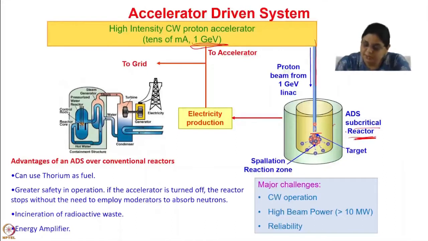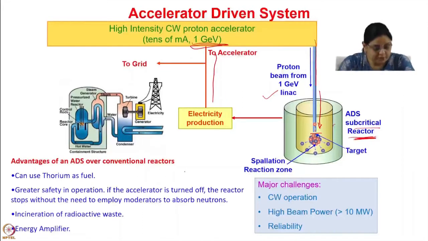In order for this chain reaction to go on and to sustain the fission reaction, additional neutrons are provided by the accelerator. So the 1 GeV proton beam from the accelerator hits a spallation target and lots of neutrons are produced. The deficit of neutrons in the reactor is provided by this accelerator. Then this reactor can be used for electricity production. A part of this goes to the grid and part of it can be used to drive this accelerator. So this type of system has various advantages.